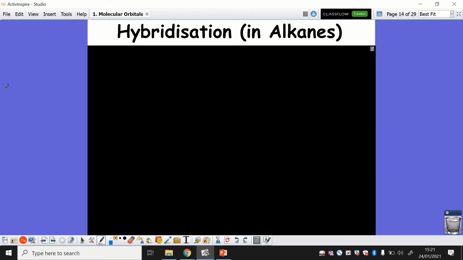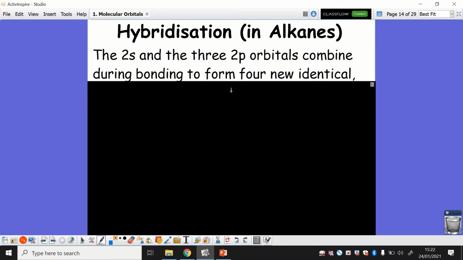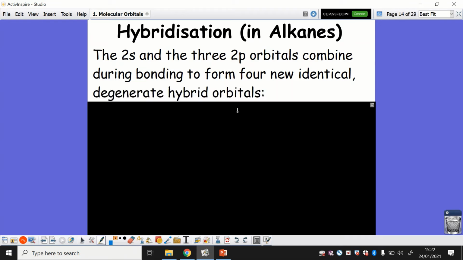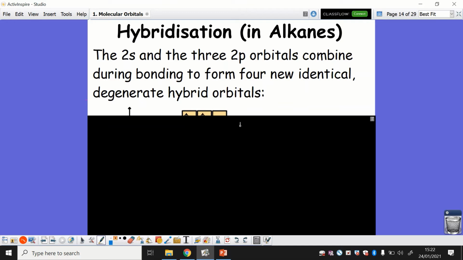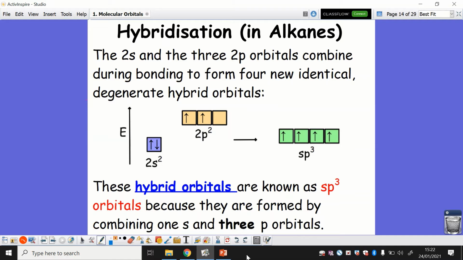So let's revisit this question about why, if carbon only has two unpaired electrons, as we see from the orbital box notation, does it form four bonds? And we're going to look at this in the context of alkanes. What actually happens in these types of molecules is that the 2s orbital and the 2p orbitals form new identical degenerate orbitals. So let's just have a wee look at that.